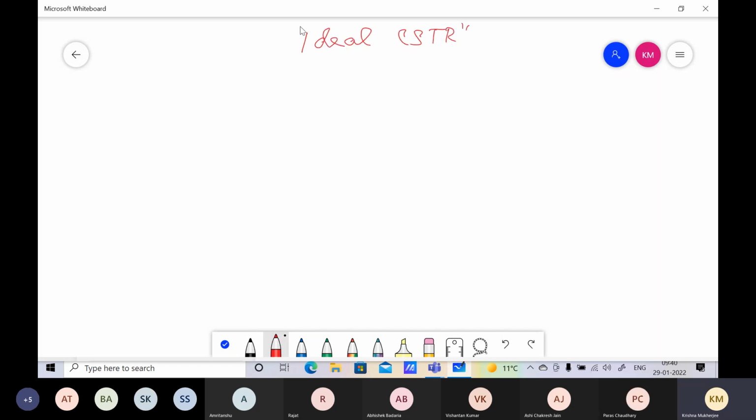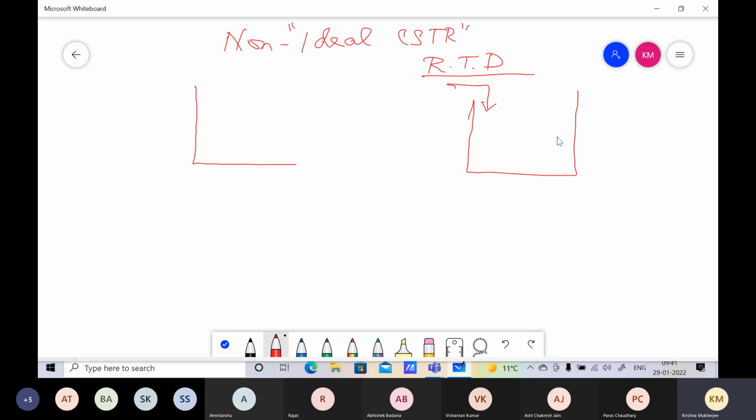So remember that all these CSTRs, I wrote very cleverly, ideal CSTR. Now, in actual engineering practice, you have non-ideal reactors. I hope you are familiar with the RTD, residence time distributions, of ideal CSTRs. If you have an ideal CSTR, this is coming in, this is going out, perfect mixing.